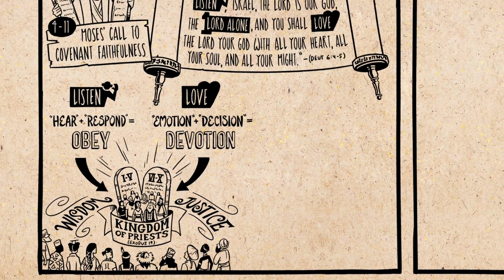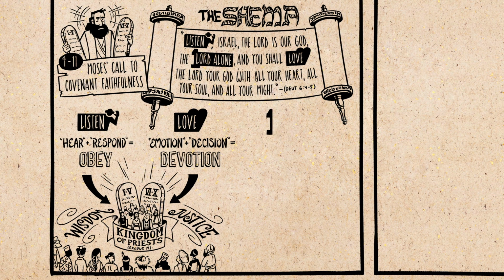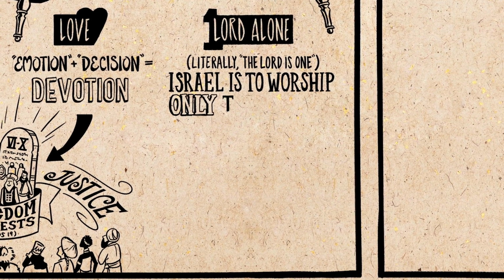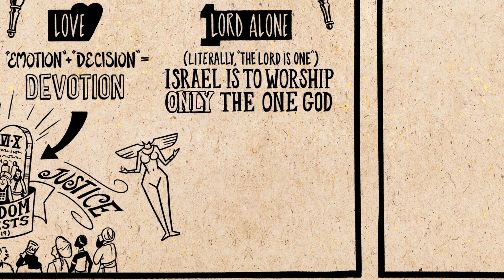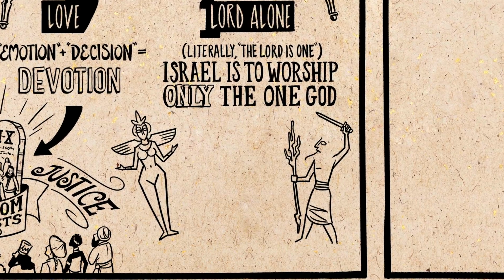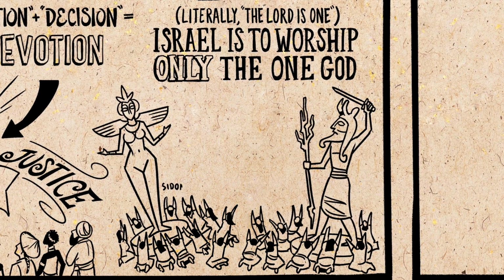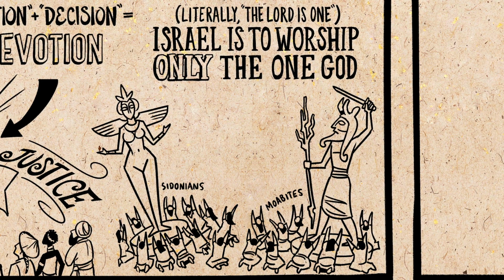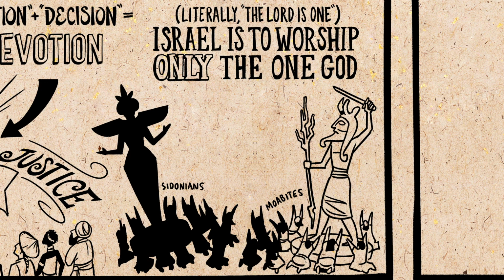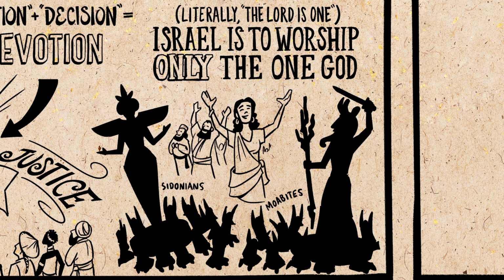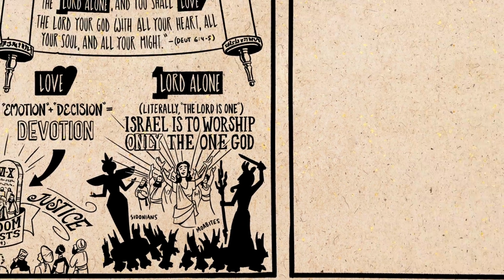The other key idea in the Shema is that Israel was called to obey and be devoted to the Lord alone. Or literally, in Hebrew, it says, the Lord is one. Now, in context, the point is that the Lord is the one God Israel is to worship and obey. Israel's about to go into the land of Canaan, where people worship idol gods that represent all different aspects of creation, the sun, the weather, sex, and war. And in Moses' view, worshiping these gods degrades humans and destroys communities. But worshiping the God of Israel, who's the creator and the redeemer, that will lead to life and blessing.